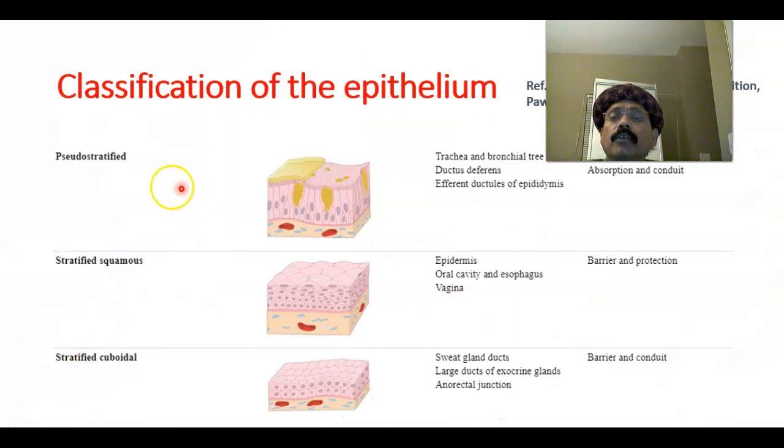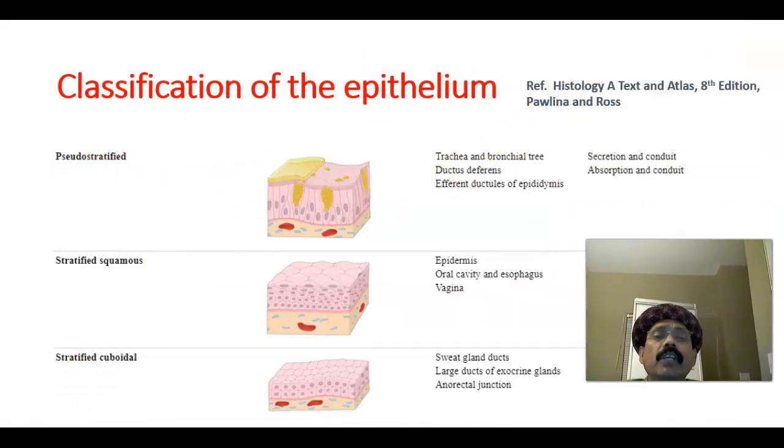Okay. So pseudostratified, we just discussed where it is present. It is present in the bronchial tree. We'll get the pseudostratified epithelium in the trachea, in the bronchi, the primary bronchi, secondary bronchi, up to tertiary bronchi. We'll definitely get the pseudostratified ciliated columnar epithelium. Then its height gradually decreases.